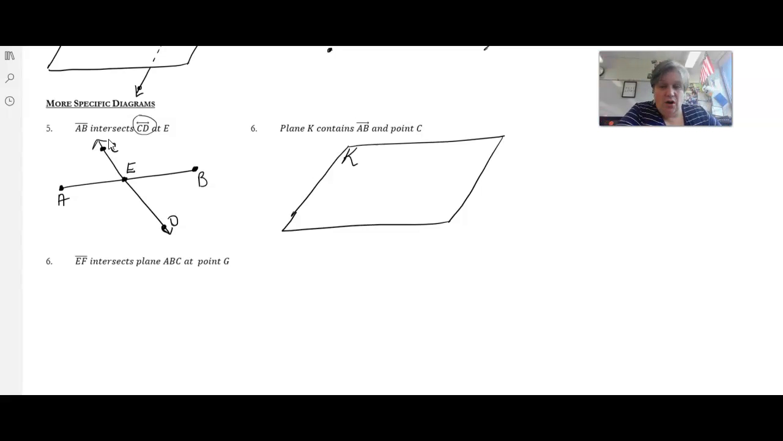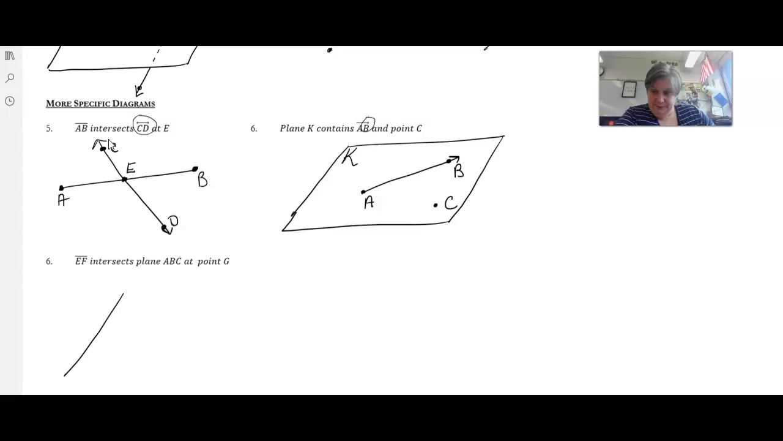And so I'm going to draw a ray on top. And you see how the arrow's above the B? So that means this point has to be the B, and this point here has to be the A. And then it also says that the plane contains point C. So that means anywhere on this plane, I put a C. And it has to have a point. Okay, last one. Line segment EF intersects the plane.